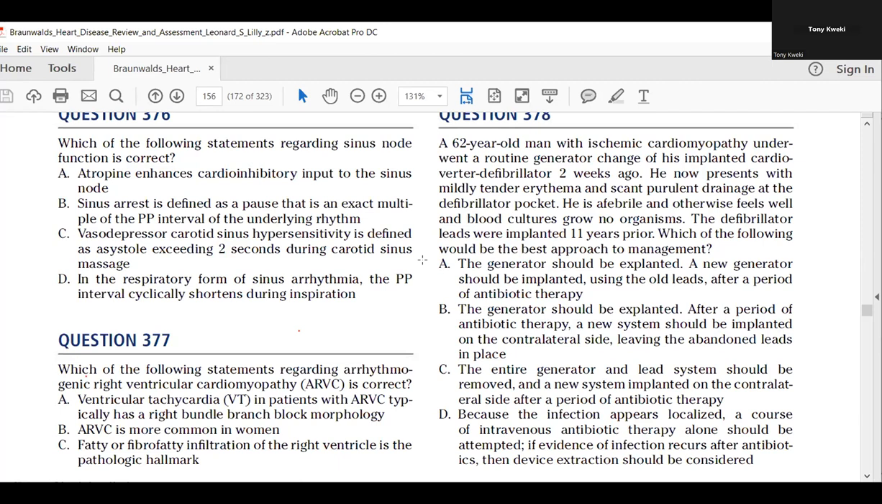That's a very interesting question. First of all, just to note that infections of implanted electronic devices are increasing in incidence, and they are usually more common after a generator change than at the initial time of implantation. Even though this happened 2 weeks after the generator change, this patient has had his lead present for 11 years. So he has had an 11-year-old lead, and then of course a routine battery change. And then this patient came down with mildly tender erythema and scant purulent drainage at the defibrillator pocket.